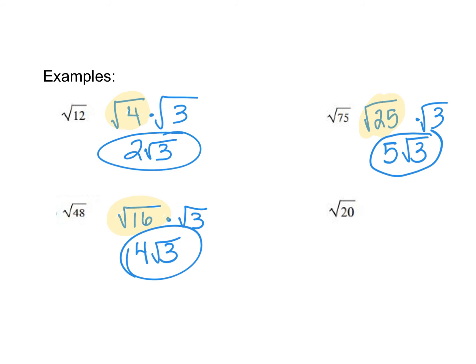All right, and the last one on this slide is root 20. So ways I can multiply to get 20 are 1 and 20, which 1 is the perfect square. 2 and 10, neither of those is perfect. 3 will not work. 4 and 5, 4 is perfect. So that's my best option. Root 4 times root 5. 4 is a perfect square. So I go with 2 root 5.